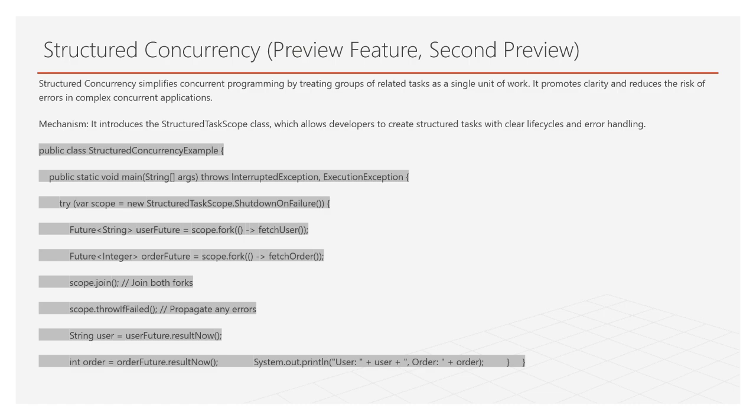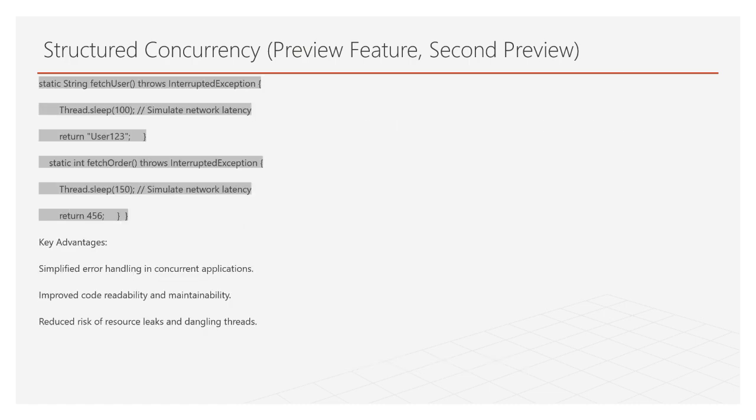Ultimately after that we are going to check if there are any propagated errors. If everything is going fine, then we are going to print it. So that's how we are going to use it. And in the fetch user, the logic is written to sleep that particular thread for 100 milliseconds, and then return the result. In fetch order, we are going to sleep for 150 milliseconds, and then return it. So the benefit of using this is that it is going to handle your errors in a simplified way in a concurrent application.